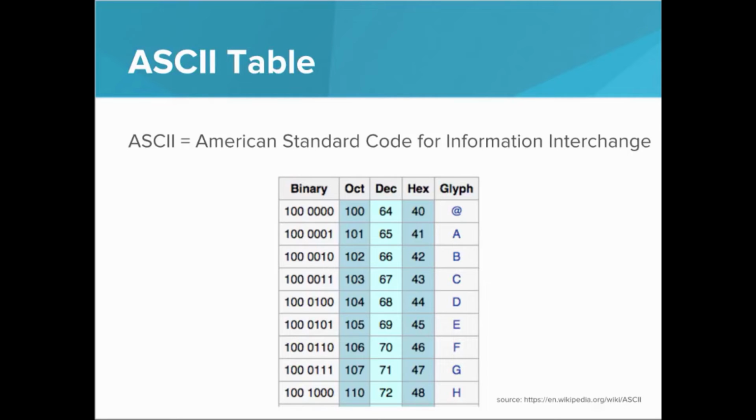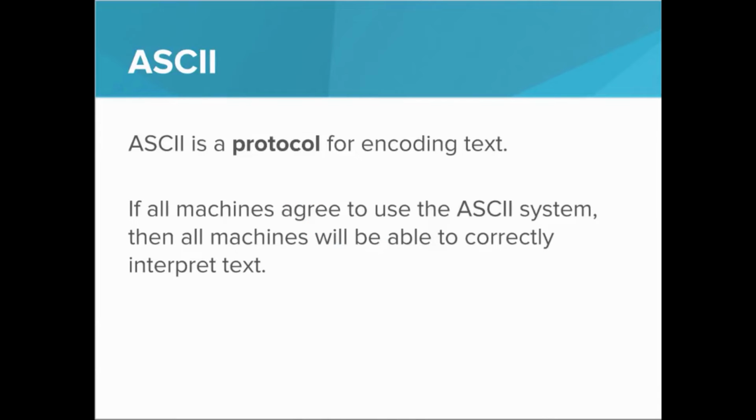So for example, 01000001, which has the decimal value of 65, should be interpreted as an A, and so on. 66 is B, 67 is C, and so whether we're interpreting this as binary, octal, hex, decimal, this is the value that should be interpreted as. So ASCII is a protocol for encoding text. If all machines agree to use the ASCII system, then all machines will be able to correctly interpret text.